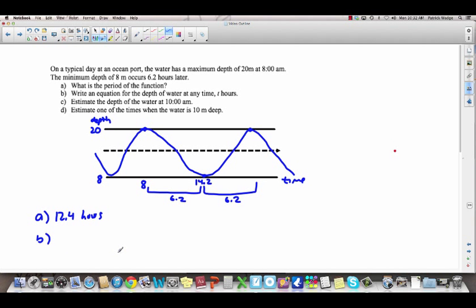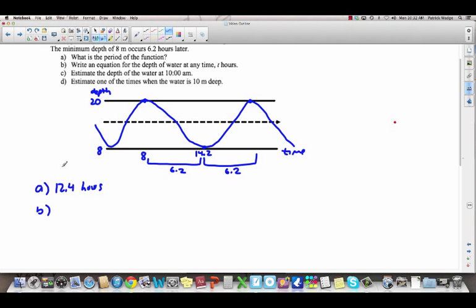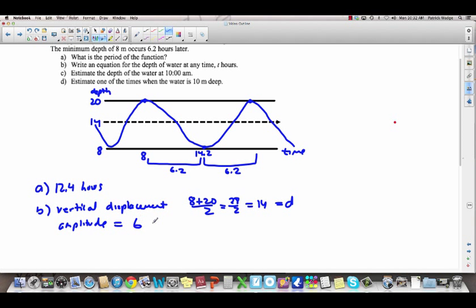Now we want to figure out all this stuff. So first thing we can figure out here is what's the vertical displacement? In other words, where's the center line? Okay, well the center line is right between 8 and 20. So 8 and 20 and divide it by 2 is 28 over 2, so it's right at 14. Okay, so that's our D value. D value is 14. What's our amplitude? The amplitude's the distance from that center line up or from the center line down, so either way it's 6. So the amplitude is equal to 6, and that's equal to the absolute value of A.